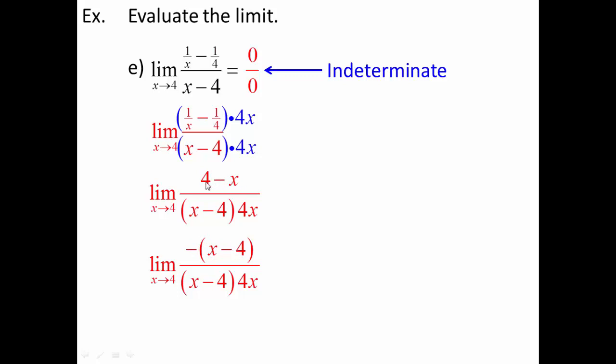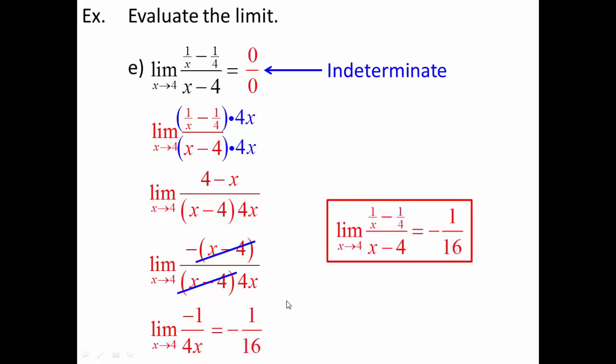So if you need to reverse the order of a subtraction problem, just factor out a negative, which allows us to cancel, leaving a negative 1 on the top, 4x on the bottom. Apply your limit, negative 1 over 16, final answer. Now, keeping that method that we just used in mind, give this one a try. Pause here, play when you're ready.